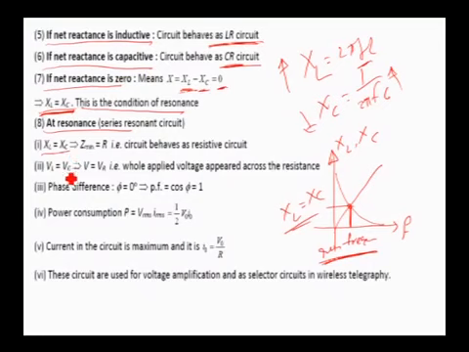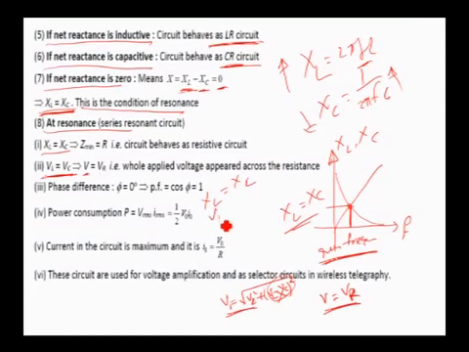When XL becomes XC, VL is also equal to VC, then the total voltage is VR, because V is equal to root of VR square plus (VL minus VC) whole square. If this gets cancelled, then you get only V equal to VR. That shows when at resonance XL is equal to XC, VL is equal to VC, the net voltage will be only the voltage across the resistor. It is a pure resistive circuit. It behaves as a pure resistive circuit.